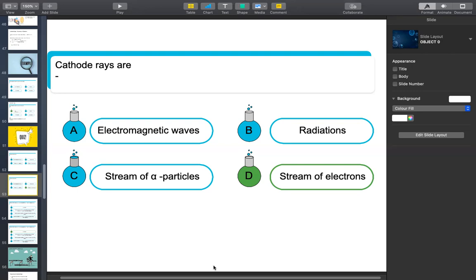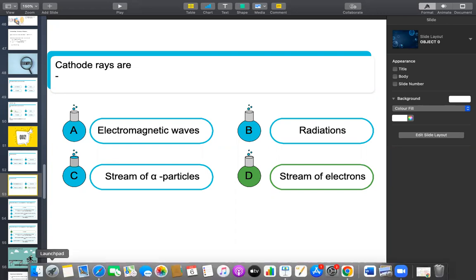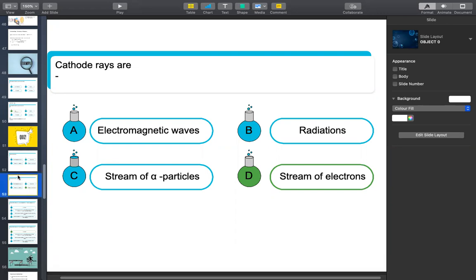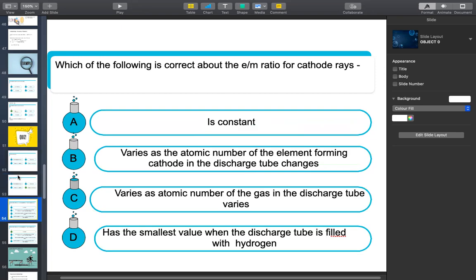Now, okay. Is it clear till here? Yes or no? Okay. Now, next is, yes, electron needs a medium to travel, not electromagnetic radiation. Electron needs the medium to travel. Okay, next is stream of this. Yes, what is the answer of this?